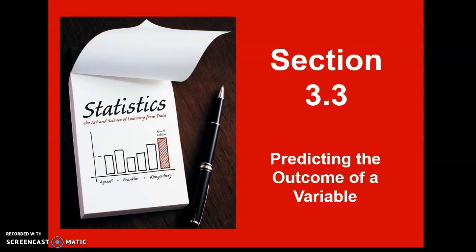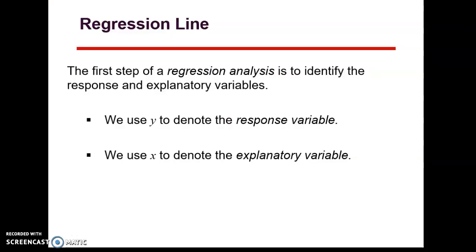In this section, we're going to go further with the idea of association between quantitative variables. So we're going to do what's called a regression analysis and get a regression line. Y is going to be the response variable, the dependent variable, and when we graph it, it's going to be the vertical axis. X is going to be the independent variable, the explanatory variable, and it's going to be the horizontal axis when we graph it.